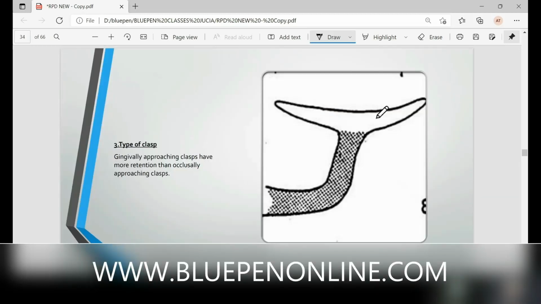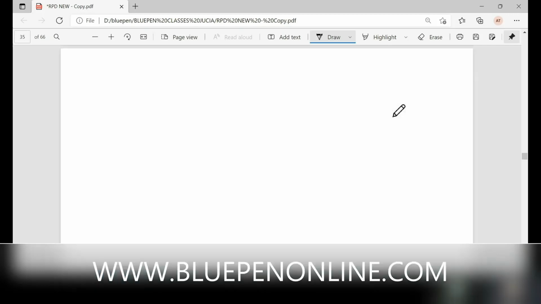Now, when we talk about the type of clasp, we will see all kinds of clasps. But when we talk about the gingivally approaching clasp, this gingivally approaching clasp has more retention than the occlusally approaching clasp. We will see what this gingivally approaching clasp is in the next slides.